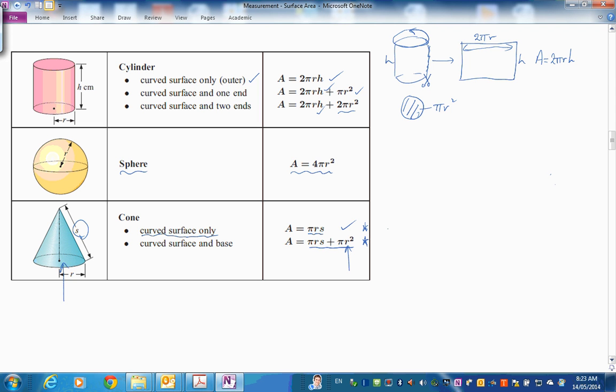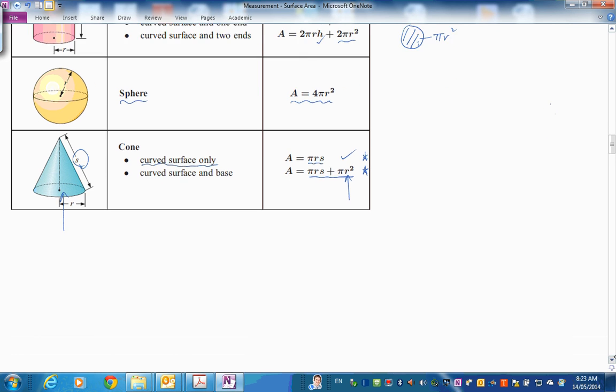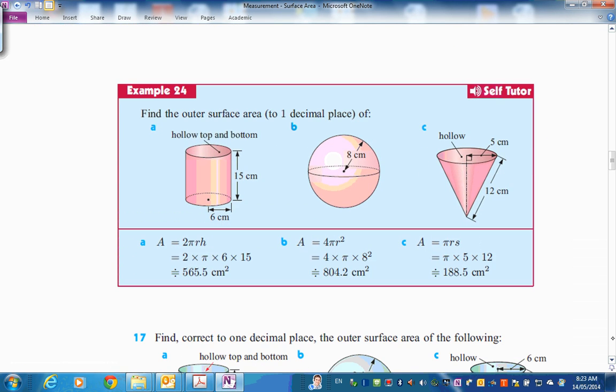Okay, are you ready? Let's look at some of these. These are common shapes, often used in practical applications. Let's have a look. Find the outer surface area to 1 decimal place of a cylinder. It's hollow top and bottom, so it's only the outside surface, which is 2 pi r h, and putting the numbers in for pi, r and h. Look at the diagram, use all the numbers from there, and don't forget the units.